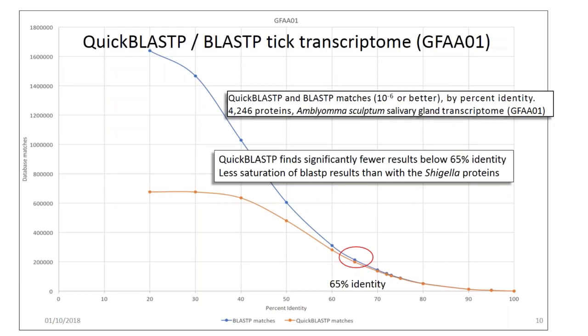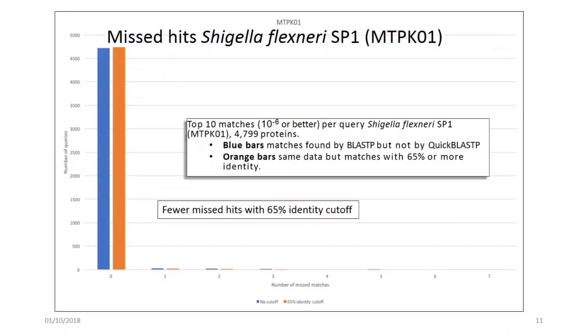This has to do with what kinds of proteins are in the database and how closely related they are to the set of proteins you're working with. So you see less saturation of the BLASTP results with the tick proteins than you do with the Shigella proteins. Another way of looking at this is looking at the number of missed hits compared to BLASTP, with a 65% identity cutoff and without one. And so you see fewer missed hits.